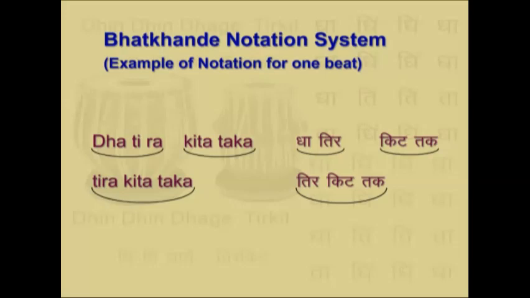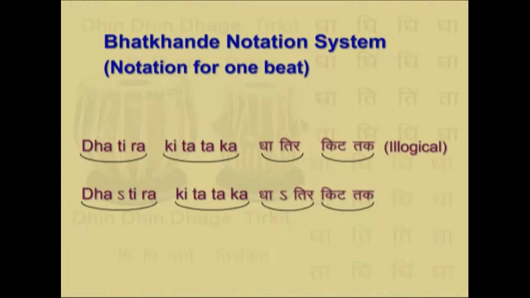In Bhatkande system, you make a sign of a half curve under the words in one beat. If there is Teraketa in one beat, you write Teraketa and you put a curved line underneath it, meaning it is one beat. So now what happens if I write Dhatira and I write a curved line under it, and then I write Ketataka and I write a curved line? It looks as Dhatira Ketataka.